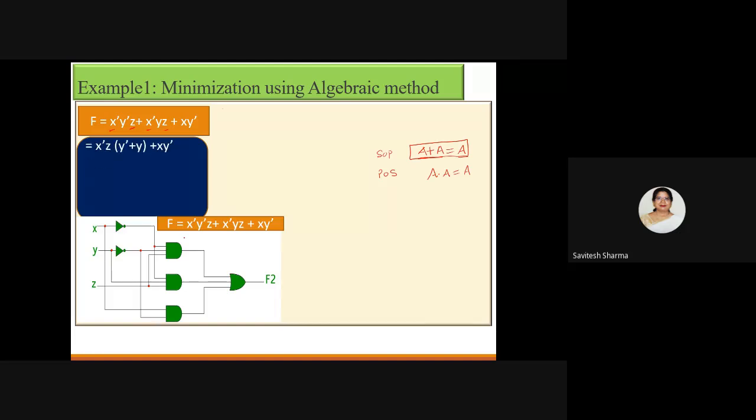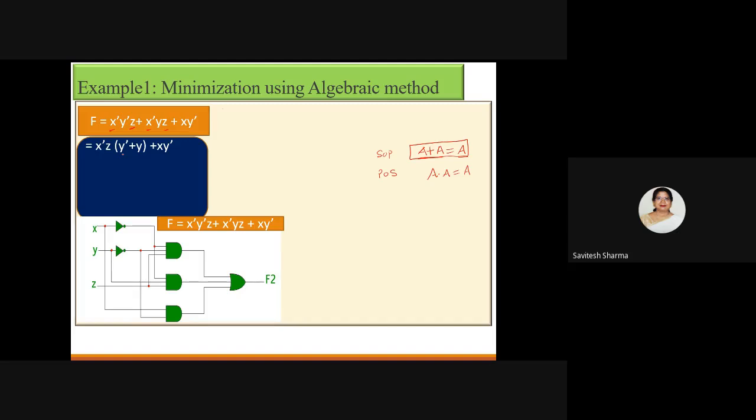My target here is to explain to you how to minimize. The effect will be in the number of gates, you will see later. So here we are using a total number of 6 gates. So let's see how many gates we can minimize. First, I am taking common x complement z, and in bracket I have y plus y bar.